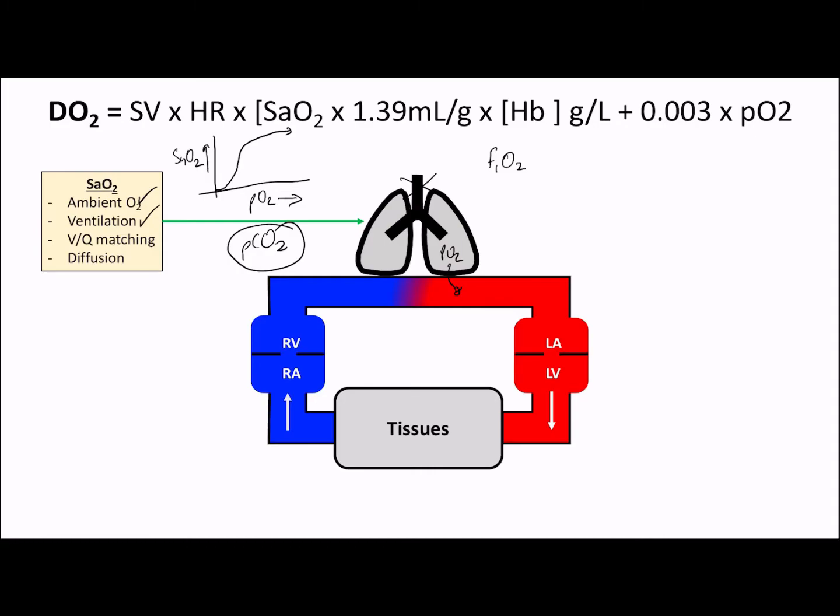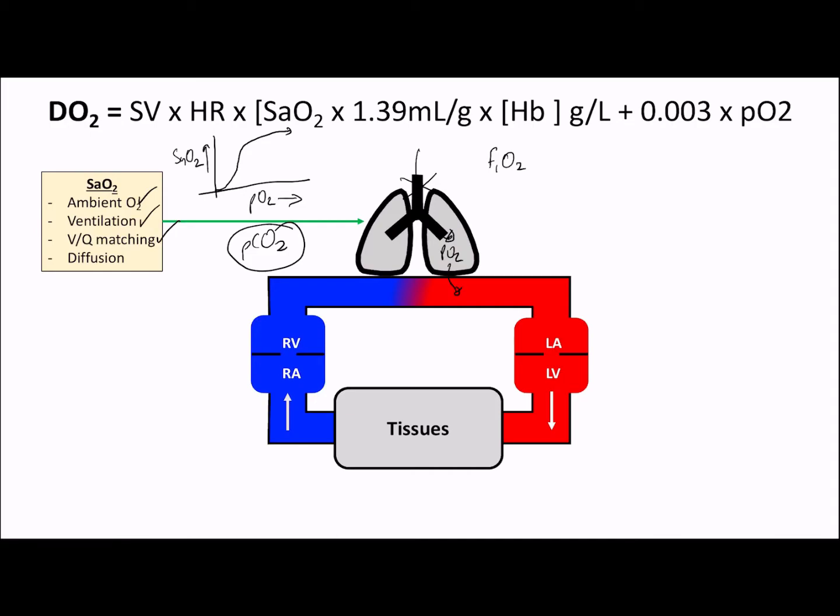Probably the most important thing is VQ matching, and what that simply means is that when you breathe in, that air will go to units in the lung or alveoli in the lung that also have blood flow going to it. There is absolutely no point if an area of lung is ventilated, so it's receiving fresh gas from the environment, but it has no blood to perfuse that area. There's going to be no gas exchange occurring.